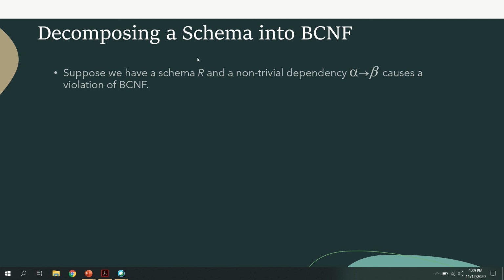So suppose that such a schema is given, and we consider one functional dependency alpha implies beta, where alpha and beta can be any subset of the attributes inside the table R.